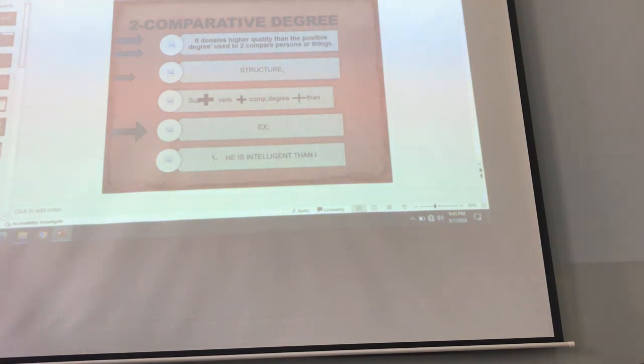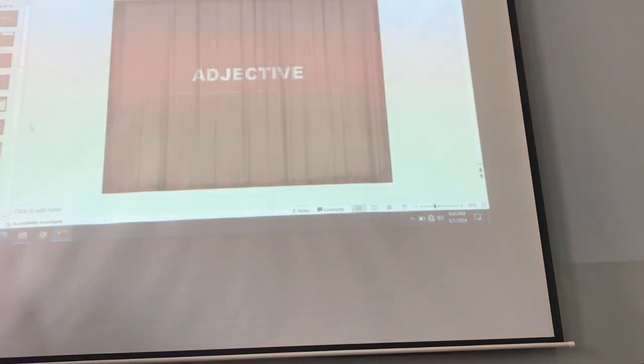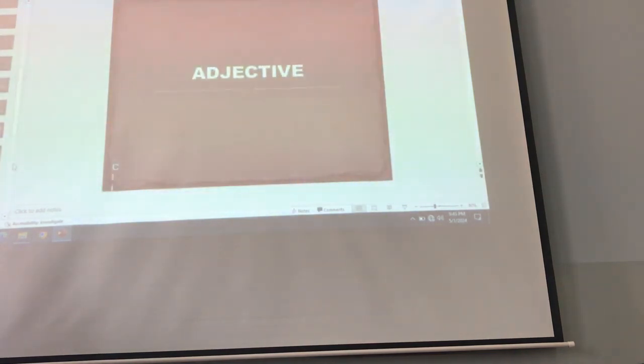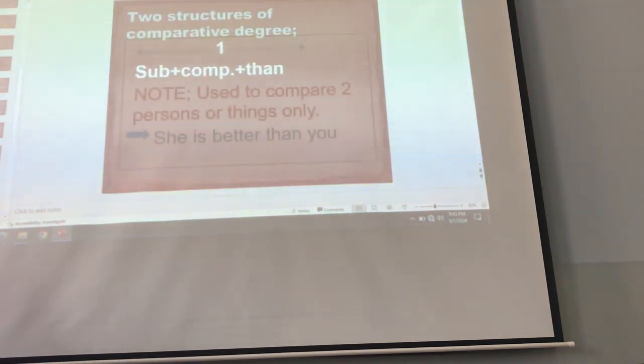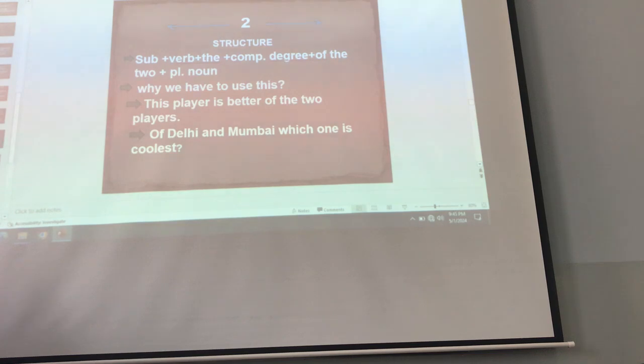Now we will look at the exception, where we use "to" instead of "than". We use "to" instead of "than" when we prefer or dominate a person or thing over another person or thing.